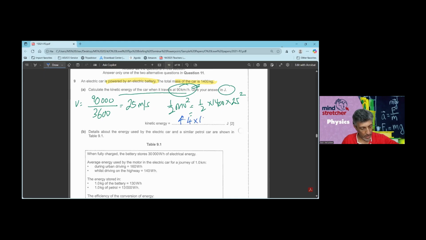4.4 times 10 to the power 5 pascals. Joules, sorry. 4.4 times 10 to the power 5 joules. Okay, it's actually 437,500.